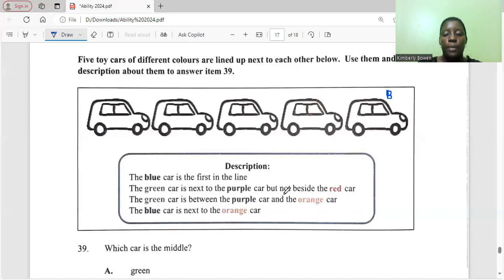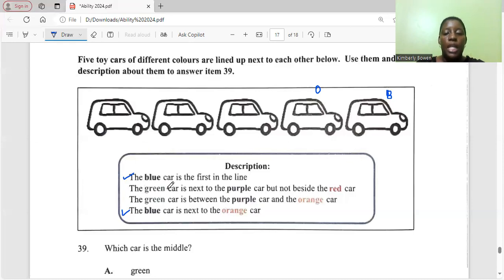I'm not quite sure where I'm going to put the green. I'm just leaving that statement. The green car is next to the purple car and the orange car. Not quite sure where I can put those cars. And it says the blue car is next to the orange car. So I already know what the blue car is, so I can put the orange car next to the blue car, right? So I'll put the orange car here. So I've already done this part, and I've already done this part. So I'll do the other two now.